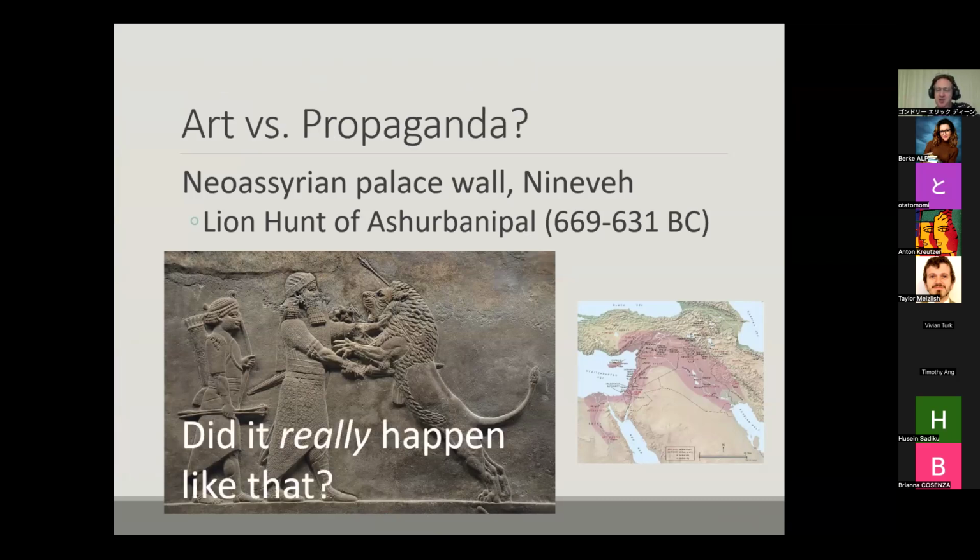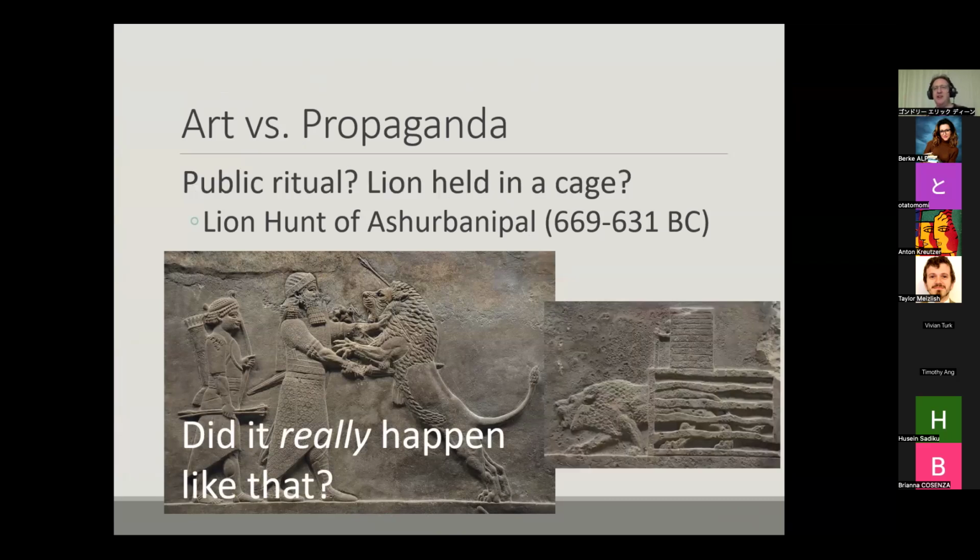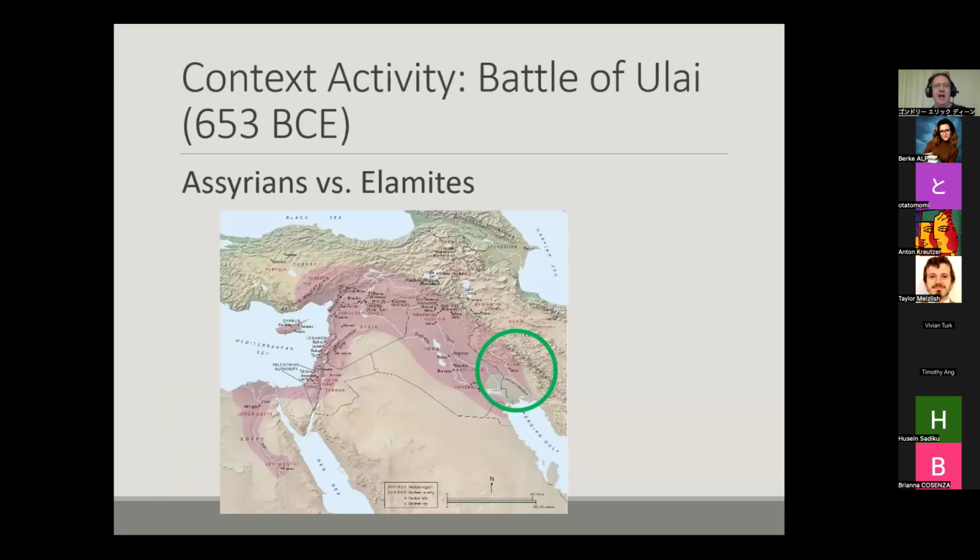So you can have a discussion, and then you can show them the larger context that the lion was kept in a cage and released. So, okay, maybe that makes a bit more sense. So you can have a discussion. Do you think this is realistic or not, and why? Another example of a context activity.